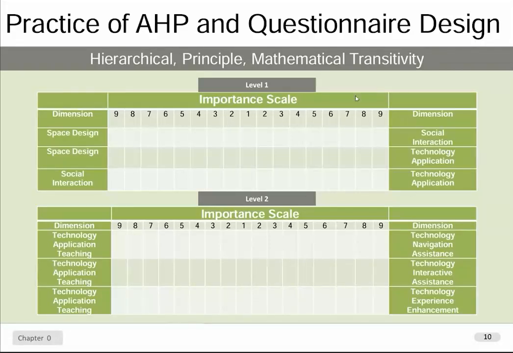All right, so that's another reference for you guys. If this is level 1, the criteria level, and here is level 2, the alternative level. Basically you can see here are the 3 principles, the 3 criteria comparisons. And after the level 1 comparison, we can go to level 2. For level 2, under the technology application, we have 3 elements inside. So you can do the comparison in this way.